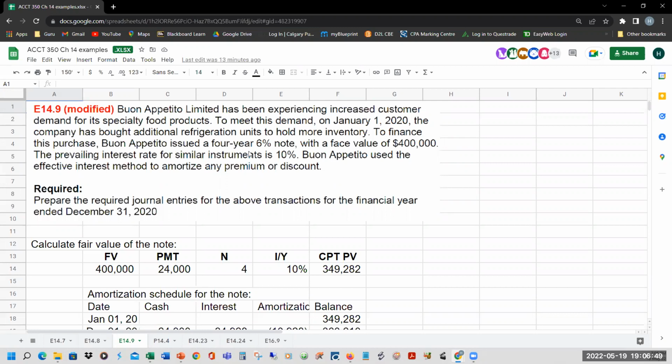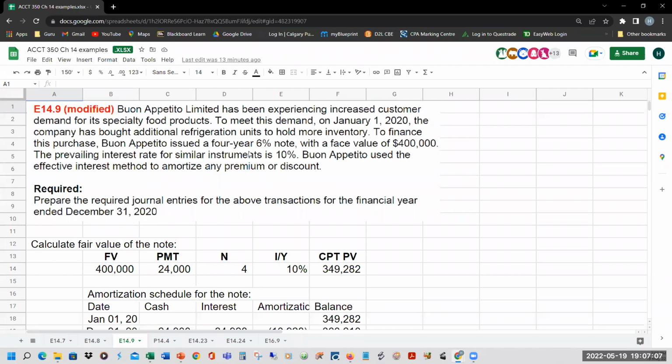So this is a change, it's adapted, modified from the original. If you go looking up the textbook answer, this will not work, all right? This is a different question than the textbook. So there is an interest payment, but it's at 6%, okay? With a face value of 400,000. The prevailing interest rate for a similar instrument is 10%.